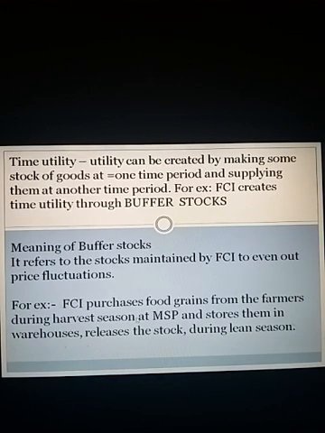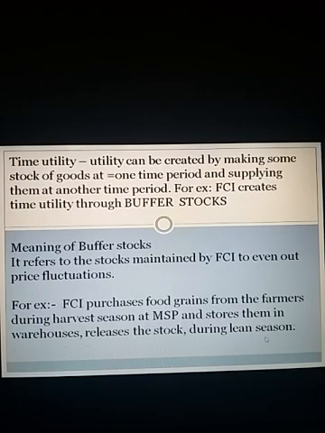Observe this example. FCI purchases food grains from the farmers during harvest season, that is, when supply is more, at proper prices, MSP, minimum support prices, and stores them in warehouses in a scientific way, through proper cold storage and such facilities, and releases the stock during the lean season, so that through these buffer stocks the government tries to protect the interest of producers, that is farmers, as well as consumers, that is we, the ultimate consumers.